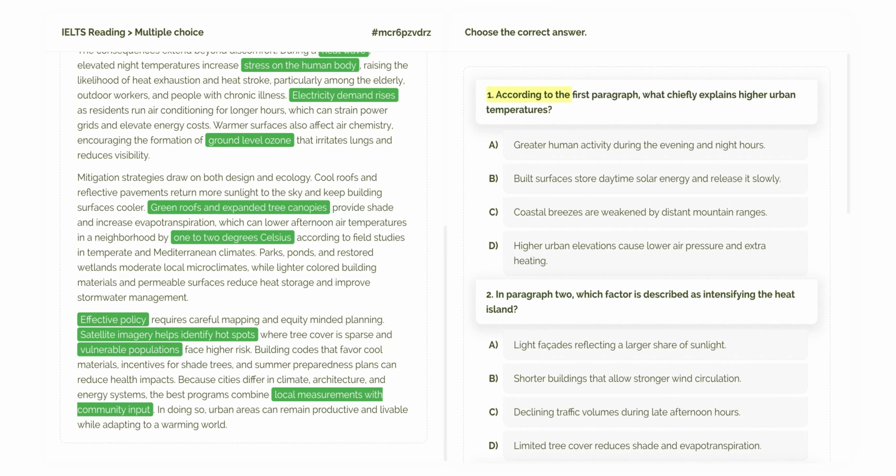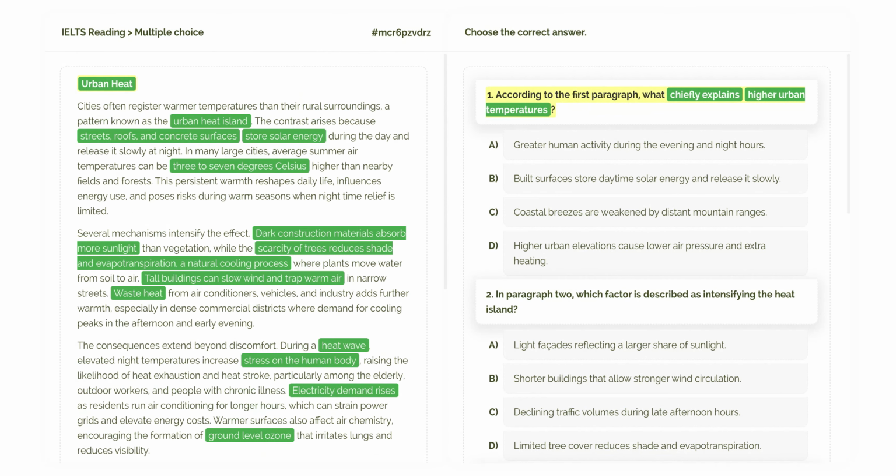According to the first paragraph, what chiefly explains higher urban temperatures? Okay, this question is very direct. The keywords are chiefly explains, which means the main reason, and higher urban temperatures. Crucially, it tells us exactly where to look, the first paragraph. So, we need to find the primary cause of urban heat mentioned in that specific paragraph.